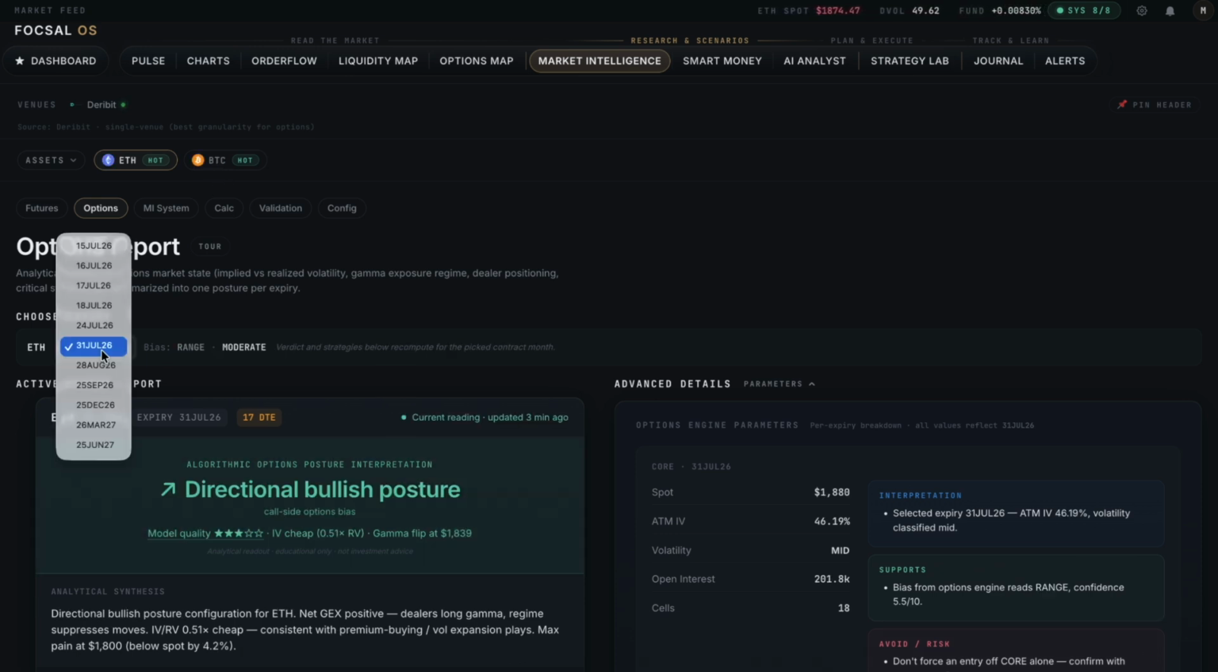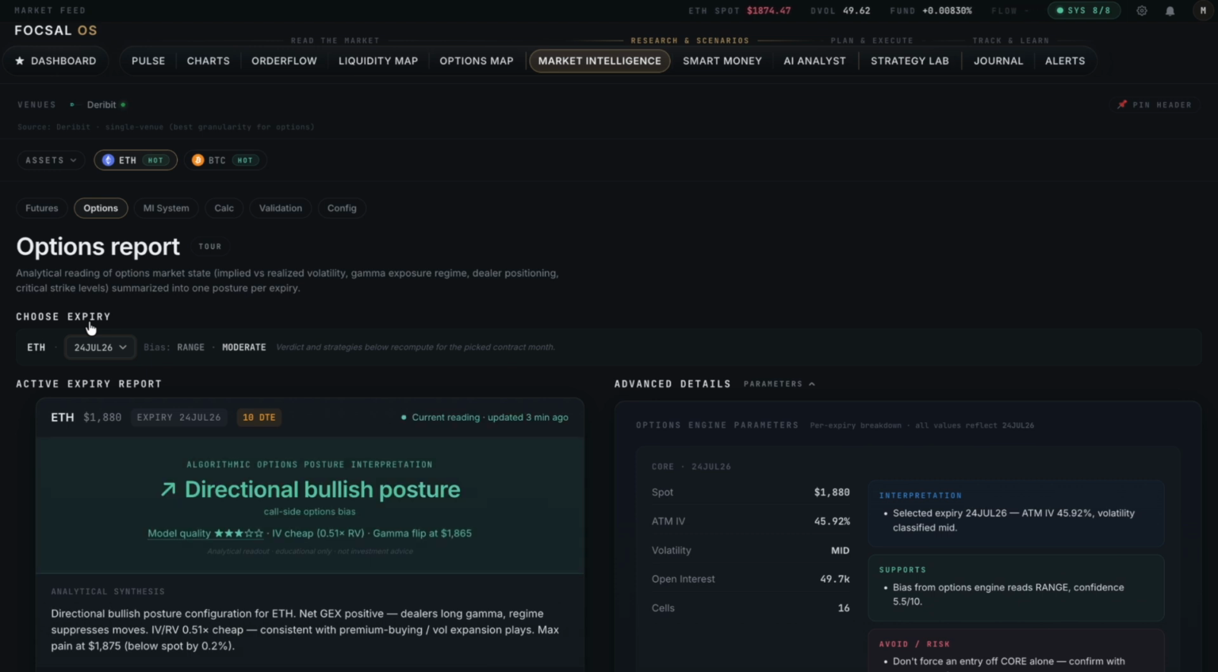And that's market intelligence complete. The same 5 engines, 2 reports. Futures asks, where's the market going? Options asks, what does that look like on a specific expiry, and what structure fits it? In the next episode, we take on smart money, the module that shows you what institutions are doing with their positions, not from rumors, from the official weekly reports of the regulator.